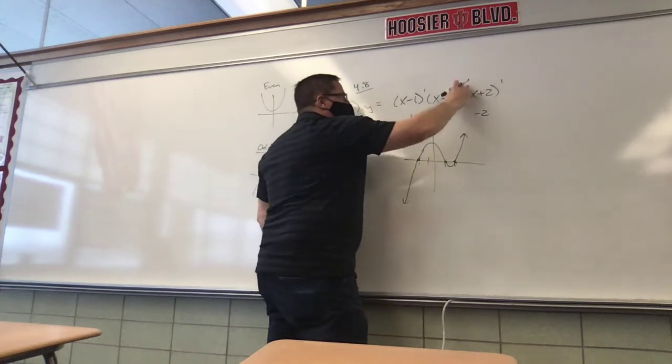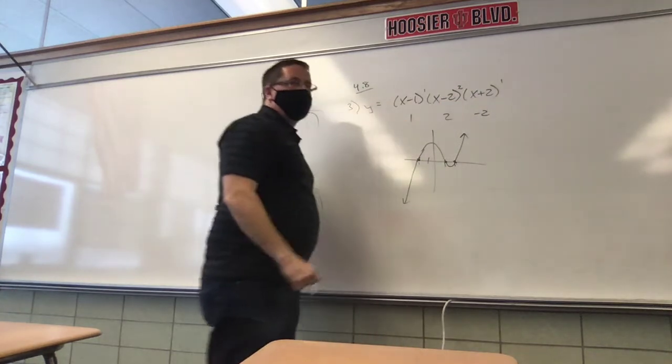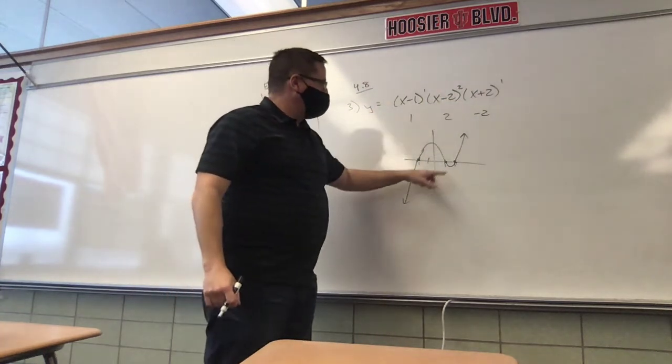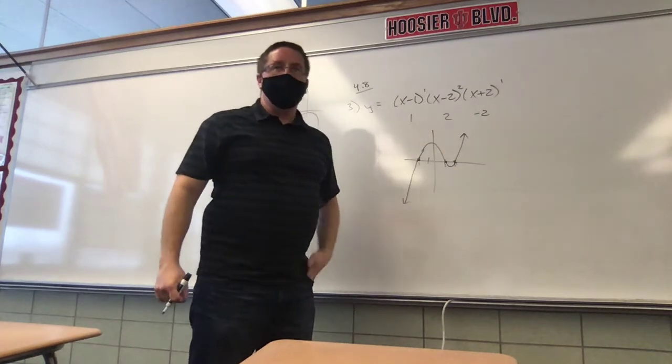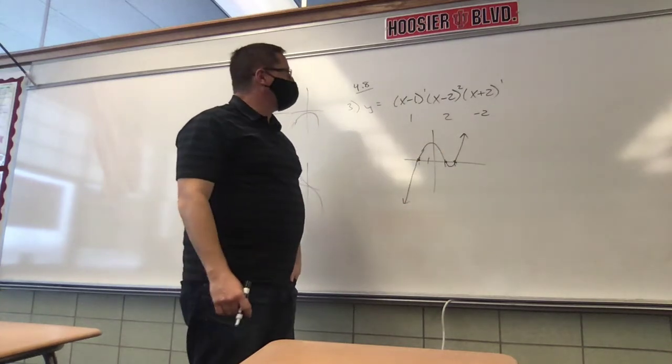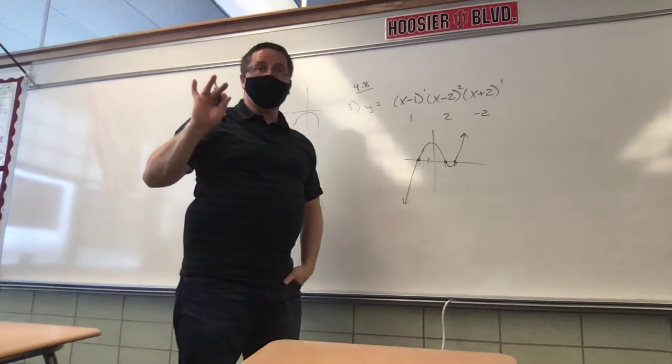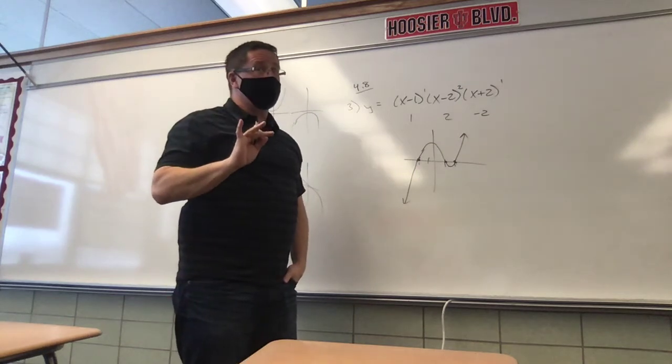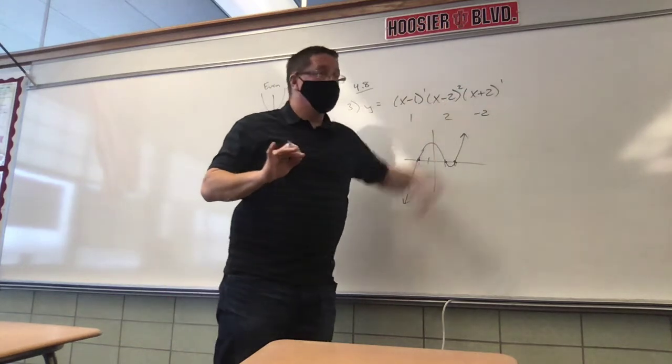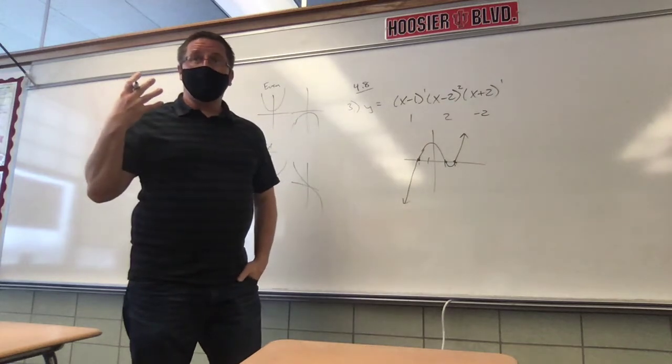If this right here was squared, it would have bounced at 2. At 2, it would have bounced back down. And not only that, what degree would this be? Would it still be third degree? This is a little bit tricky. How many x's are there? Looks like there's 3 of them. It's actually 4 of them. Where's the 4th one hiding?